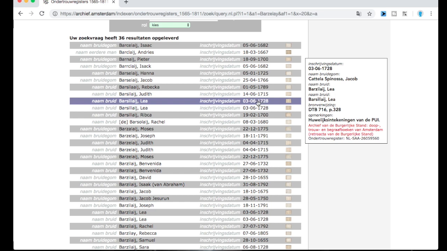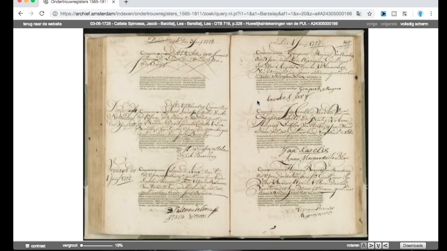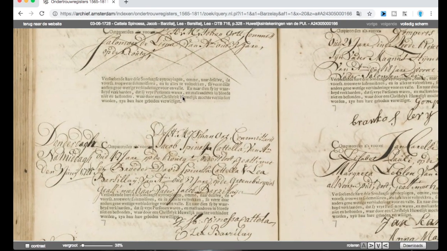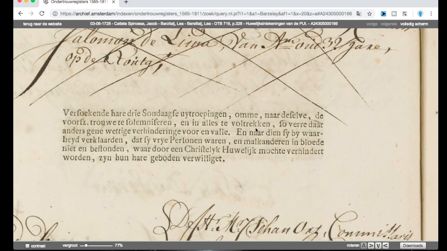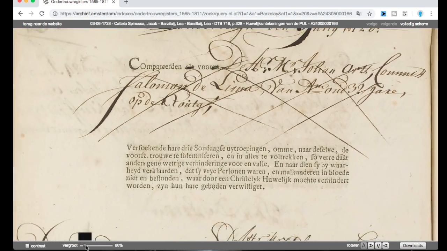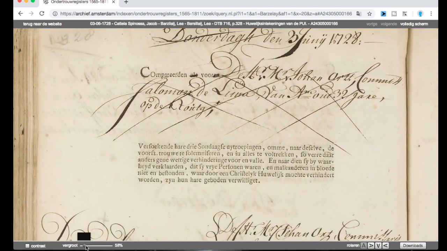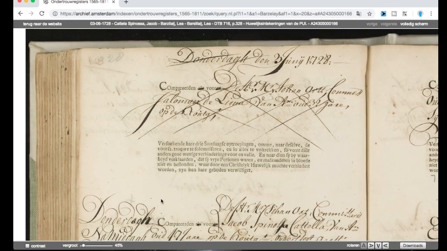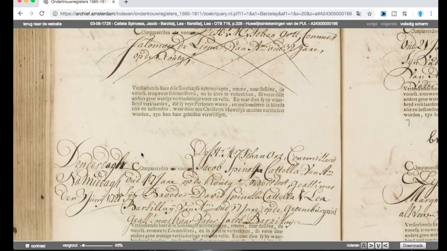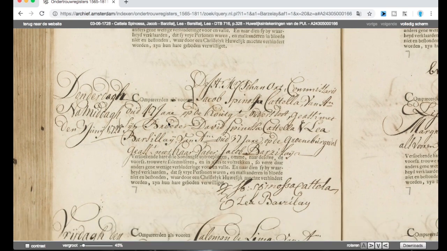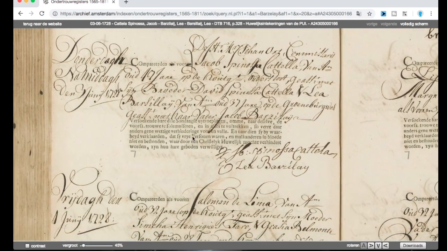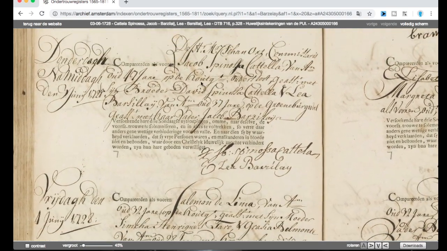And then when we click on this, the Ondetra registers are going to be split up 3 to a page. And when you go in, the best thing to do is I like to zoom into the top, and I'll go down here and I'll zoom just out a bit. I always go to about 50%. That's usually the best view in my opinion. And I'm just going to scroll down here, and I'm going to be looking for that name. And here we go. We have Jacob Spinoza Catella.